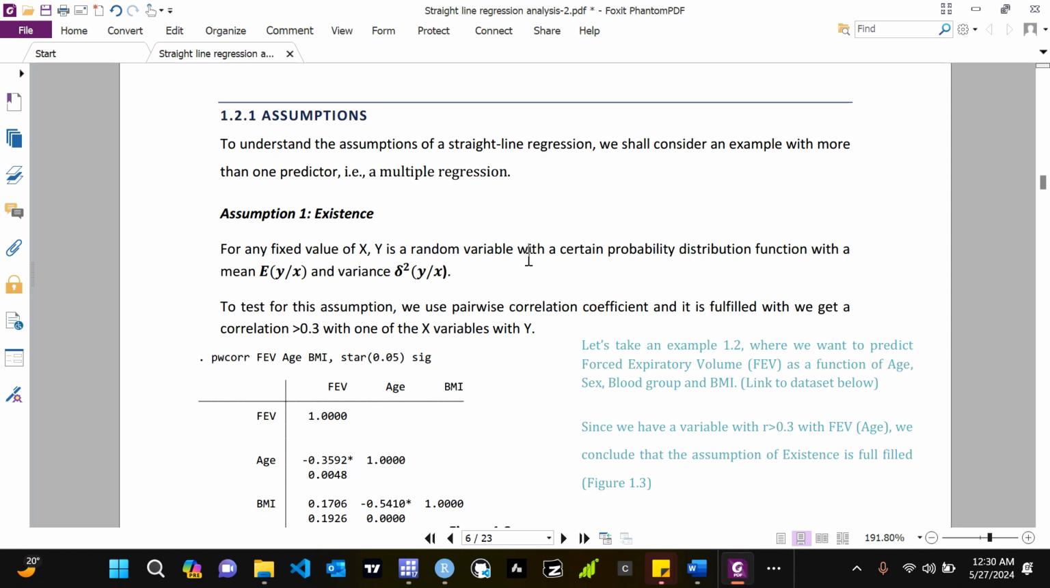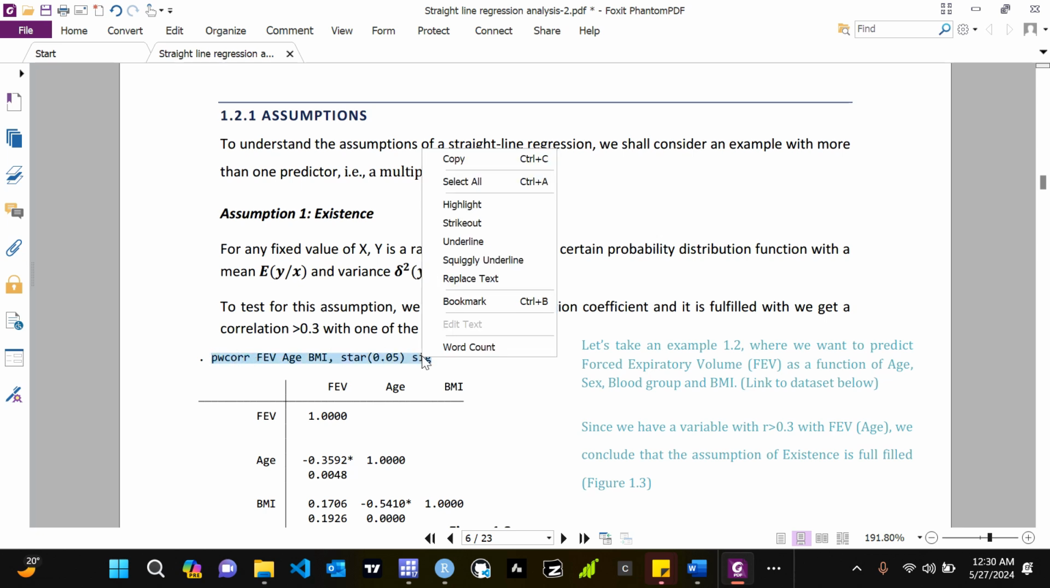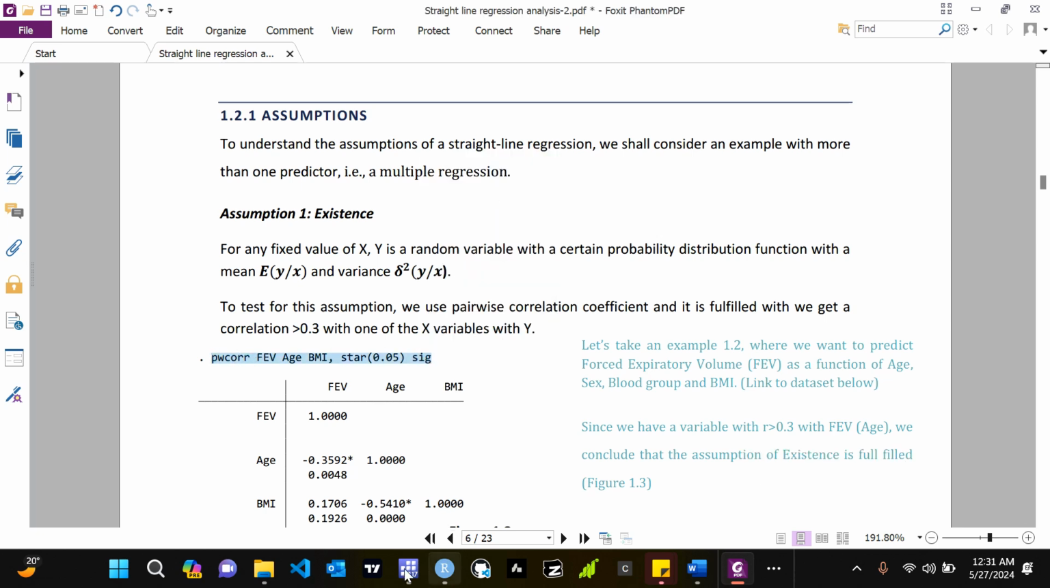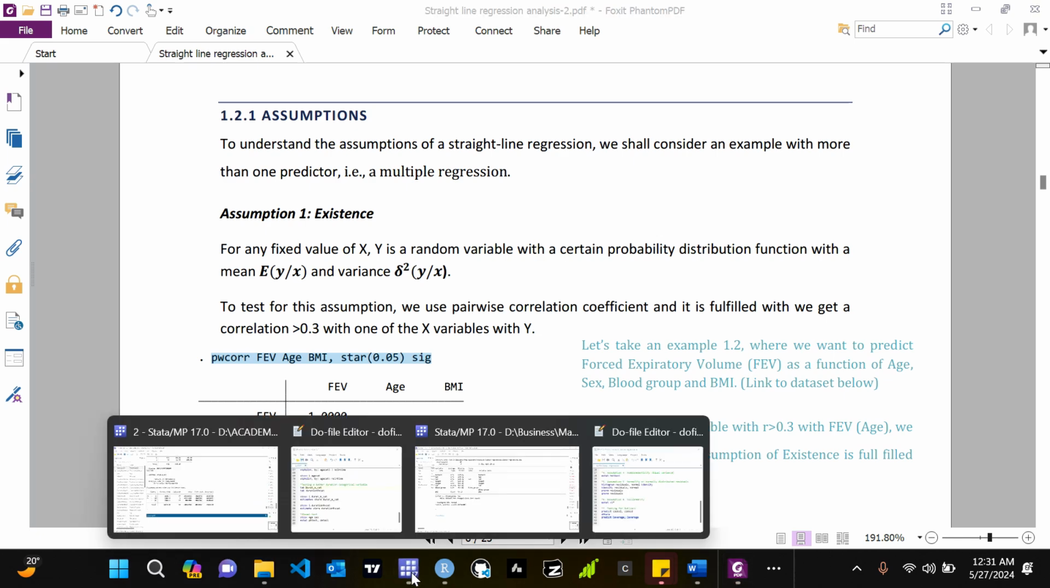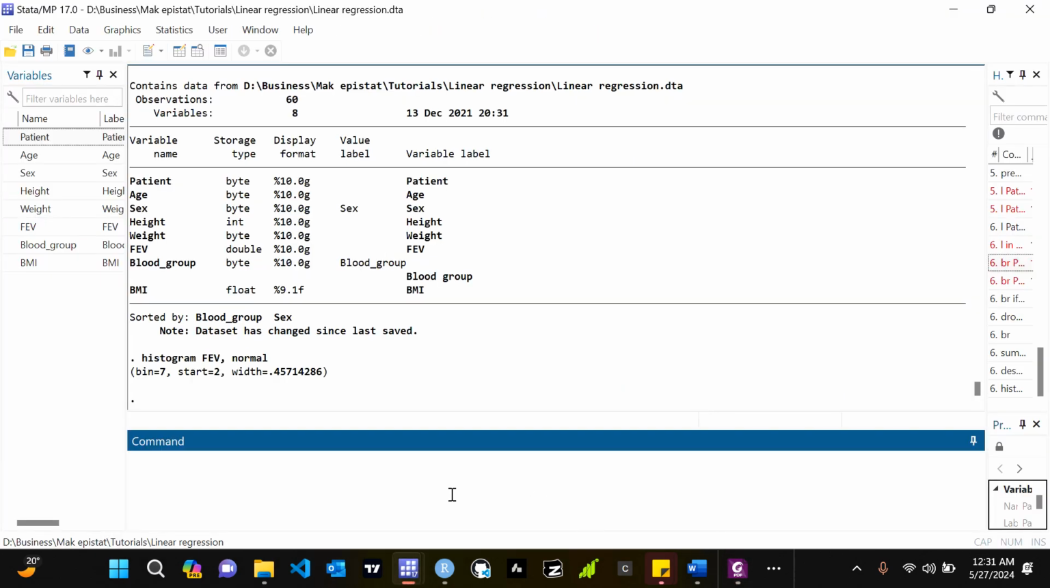So if the pairwise correlation coefficient is greater than 0.3, then we shall see at least there is some relationship that exists. If it doesn't exist, we don't even continue, because we can't start to regress things that don't have any relationship connecting them.